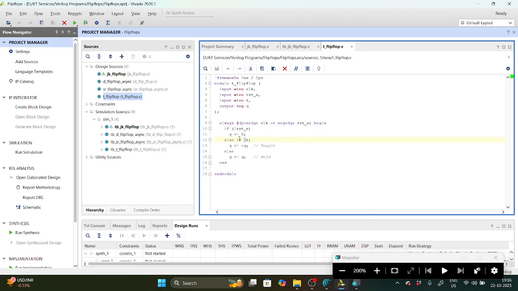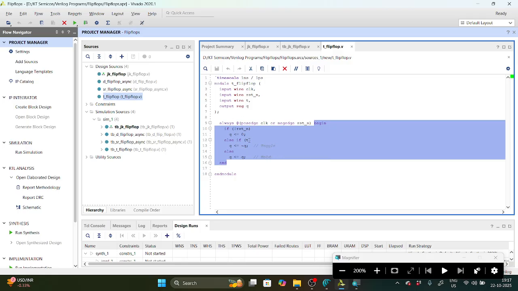Okay, else if T, what does that mean? If T equal to 1, Q equal to what? Not of Q. This is nothing but the toggle state. Else means if T equal to 0, Q equal to what? Which state? Memory state or hold state. Okay, and end module. Here this begin you need to end, no? Sorry, where do you need to end? This begin you need to end, and then end module.